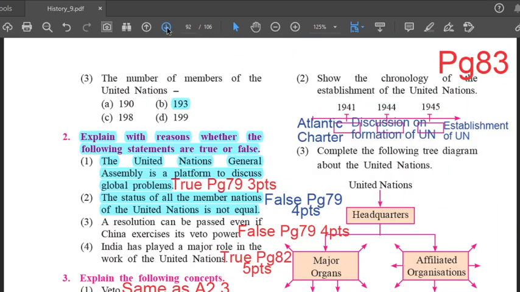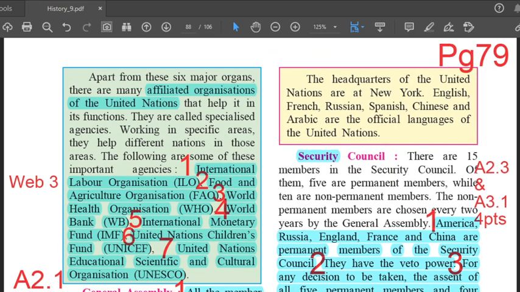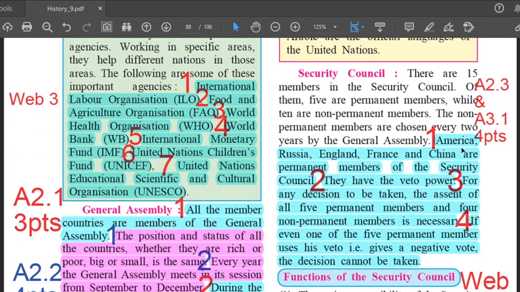Next, we'll see question number 2.3. A resolution can be passed even if China exercises its veto power. The answer to this question is false, and the reasons are on page number 79. Right hand side, below the yellow box. It's highlighted in pink, Security Council. In that paragraph, see the first, second, third, fourth, fifth, sixth line. At the end of the 6th line, that's your first point, America. America, Russia, England, France and China are permanent members of the Security Council.